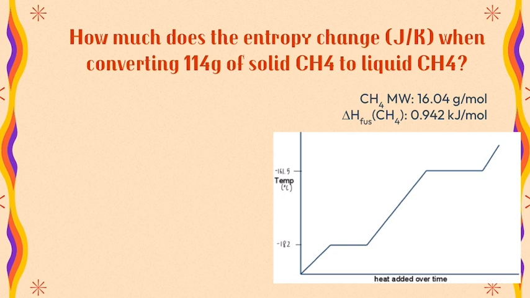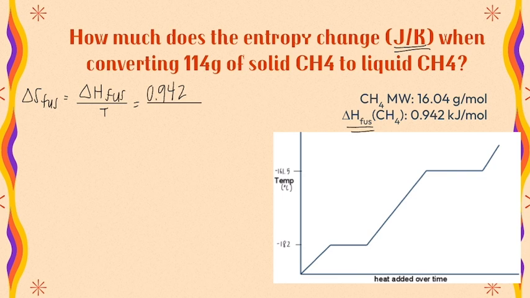How much does the entropy change when converting 114 grams of solid methane to liquid CH4? So using our delta S fusion equation, we know that this is also going to be in joules per Kelvin. So plugging these values in, we know that it gives us our delta H over here. So I'm going to plug and chug this to my 0.942 kilojoules per mole over my K.